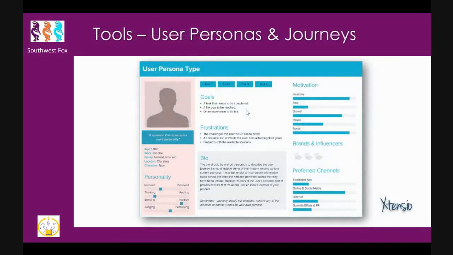And so one of those are called user personas and journeys. These help UX designers create profiles to better understand their target customers. So one of these for a bookkeeper might look very different from that of a salesperson or a warehouse manager. So it's about understanding who your user is, who you're designing the application for. And this screen is from a tool called Xtensio.